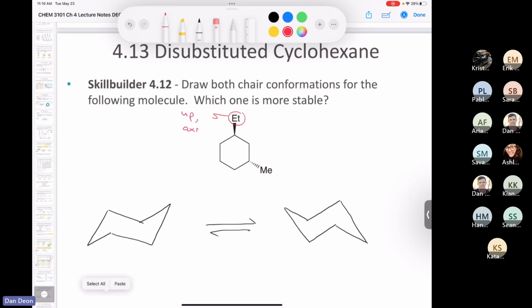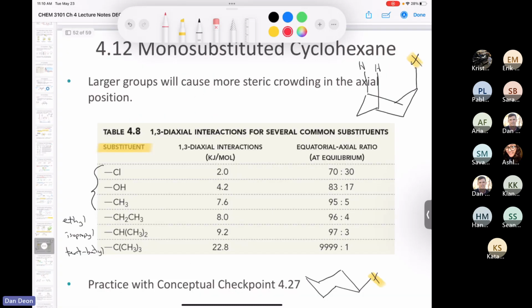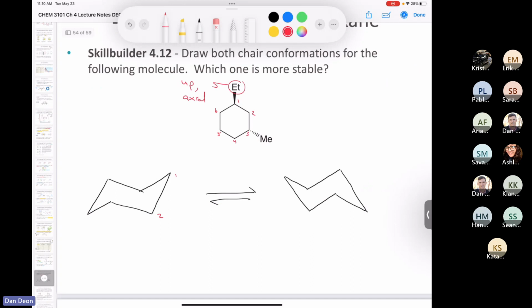Okay, so now, if the ethyl group is going up, and let's just assume it's axial, up and axial. And I'm going to number my carbons 1, 2, 3, 4, 5, 6. I'm going to start with this carbon here. It's just the convention that the book uses. Okay, so if that group is up and axial, could anybody tell me, the methyl group, will it be down and axial or down and equatorial?